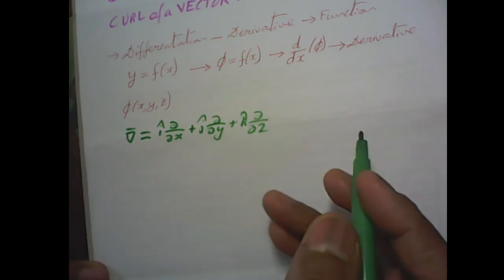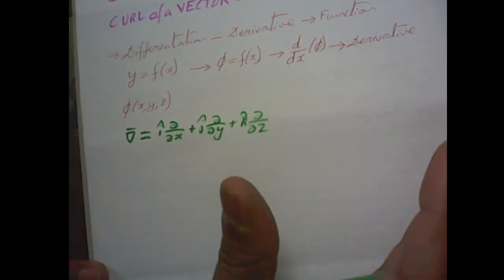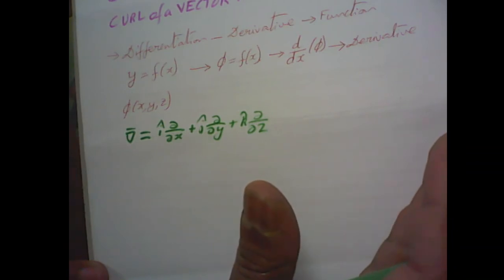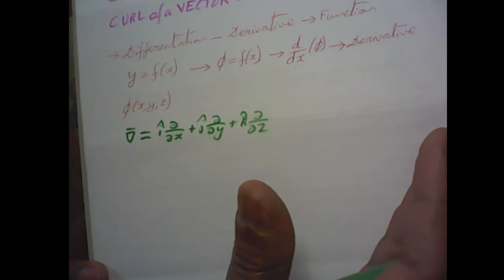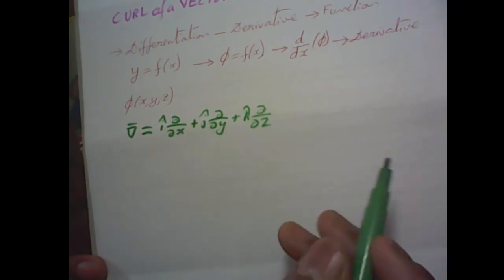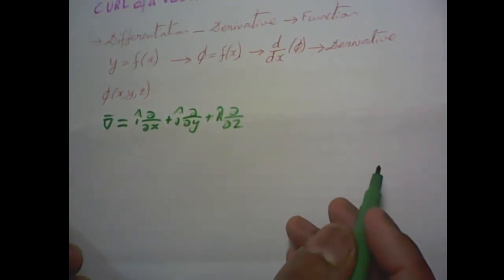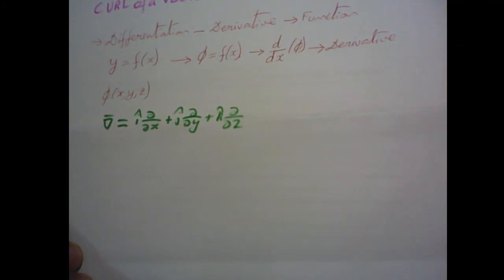It operates on the function to give us the derivative, a three-dimensional derivative, a generalized higher dimension derivative. This del operator can operate on a scalar function to give us the gradient of the scalar.